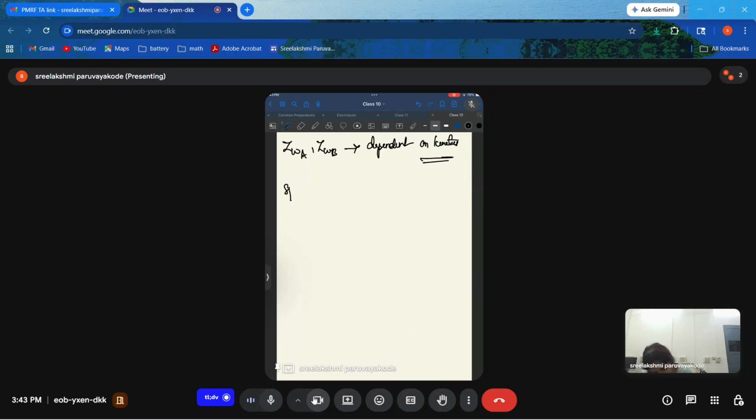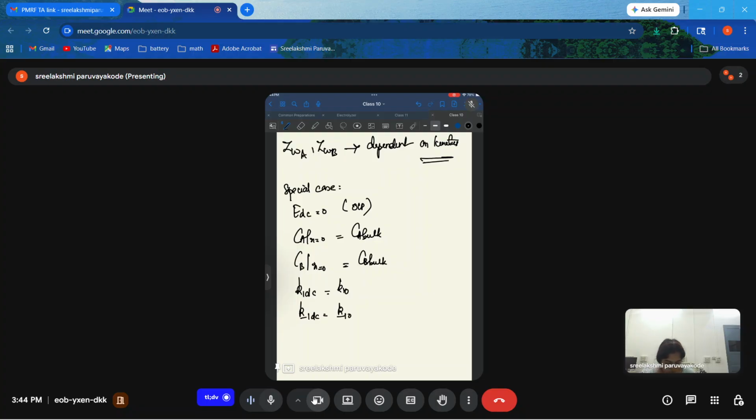Now let's consider a special case where UDC equal to 0, which means it's OCP. CA at the interface becomes equal to CA bulk. CB, the concentration of the product at the interface, also becomes equal to CB bulk. K1 DC equal to K1 0, K minus 1 DC equal to K minus 1 0, and the forward and backward reactions are equal.